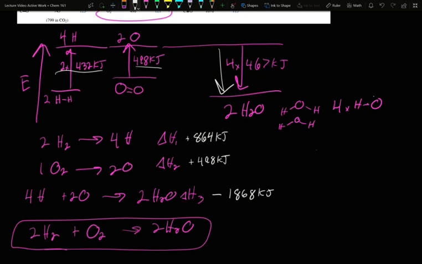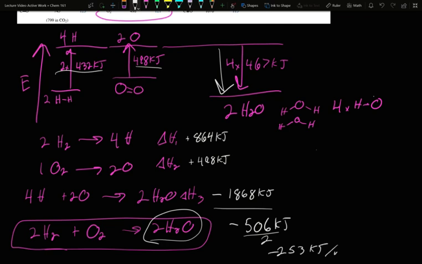So we put in 864 plus 498, and we lose 1868. So minus that, what we'll find is total difference of minus 506 kilojoules for making 2 waters. So divide this by 2 to find for each, 253 kilojoules per mole of H2O.